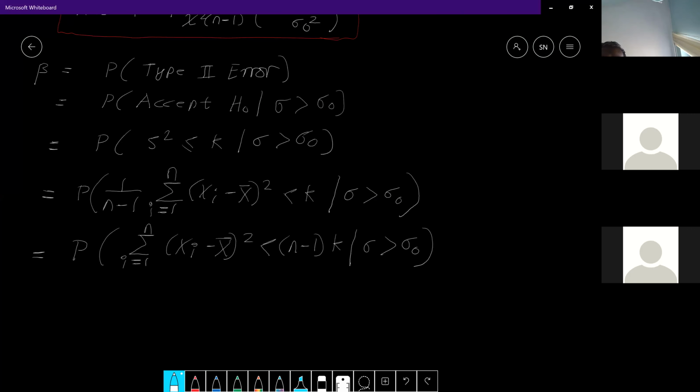Okay, so this is what we have so far. All right, the next thing I'm going to do is divide both sides of the inequality by sigma squared. That's because we are conditioning on the fact that the true population standard deviation is greater than sigma 0. So we don't actually know the exact value of the true population standard deviation. So because of that, I'm going to divide both sides by sigma squared, not sigma 0 squared, because sigma 0 squared is no longer the true population variance.